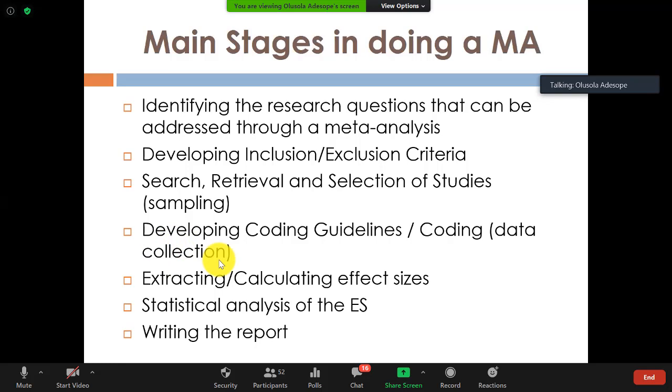And I told you in part one that effect size is the cardinal rallying point of meta-analysis. Whether it's a mean difference effect size, a correlational effect size, an odds ratio, or any type of effect size, we need to extract that. If you do not have an effect size, then your review is a systematic review and not a meta-analysis. Again, a meta-analysis is a systematic review that has effect size. That's the major difference between the two. And then you statistically analyze the effect size and you write the report.